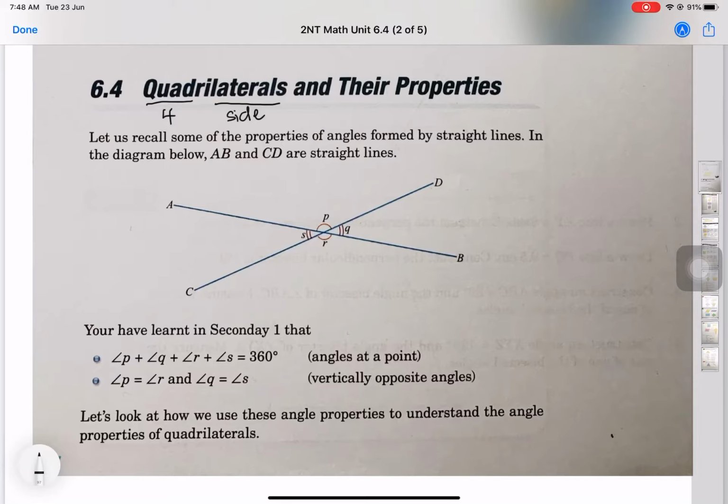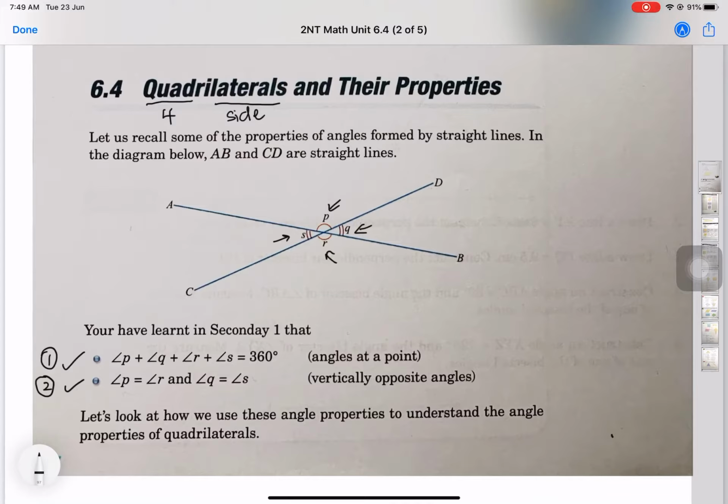Alright, now I'm going to revise a little bit about angles that we learned in secondary 1. There are 2 properties here, property 1 and property 2. What does property 1 say? Angle P, angle Q, angle R and angle S are all here, and if you add them up, angle P plus angle Q plus angle R plus angle S, you're gonna get 360 degrees.